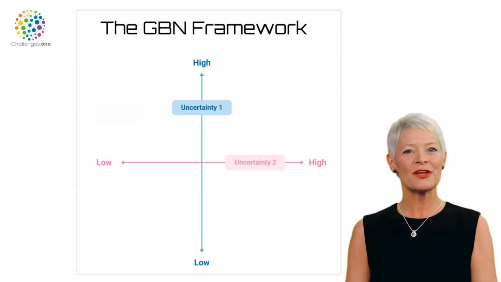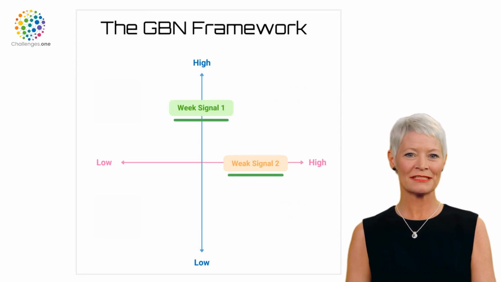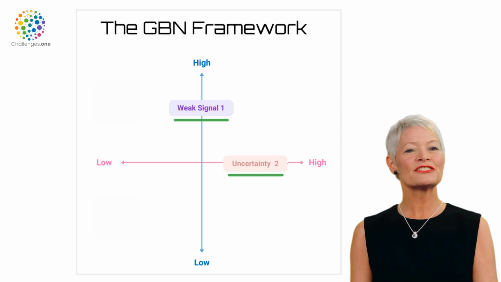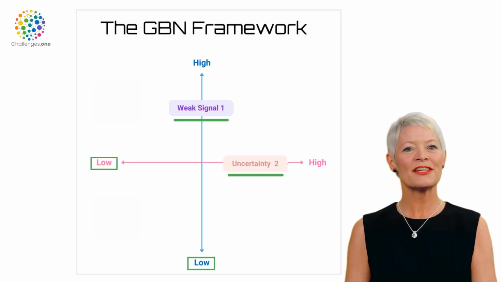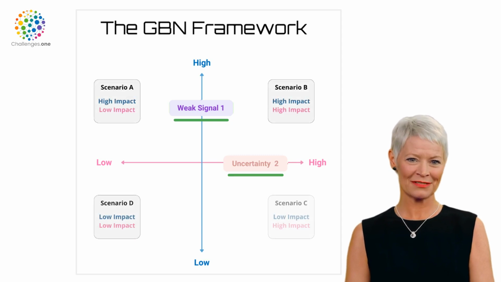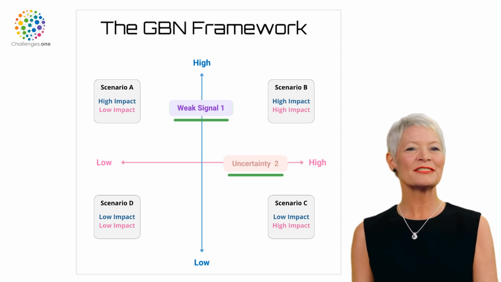Here's how the GBN framework works. Choose two uncertainties, two weak signals, or a combination of both. Plot the two chosen uncertainties or signals or both on the X and Y axes, ranging from low impact to high impact. Where the axes intersect, you'll get 4 quadrants. Each of these quadrants represents a different possible future scenario by the combination of low and high uncertainties or weak signals.